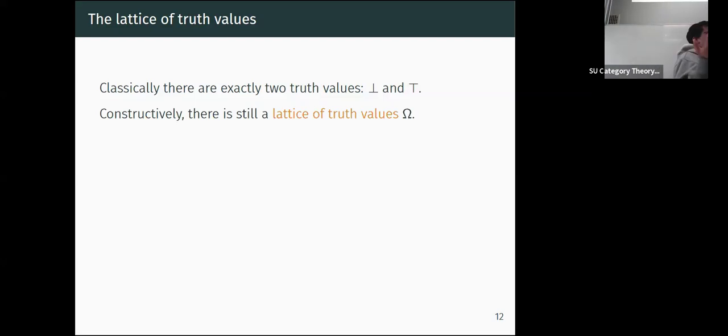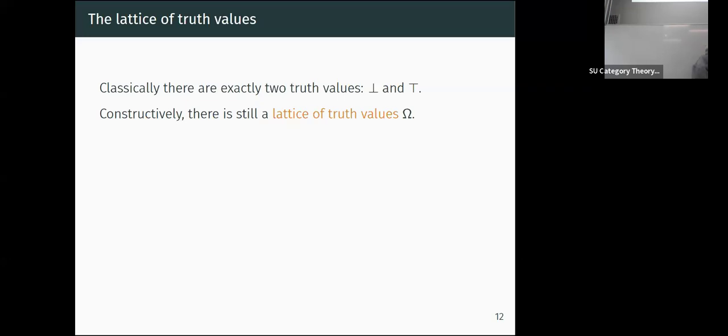There's still a lattice of truth values. We can consider the truth values, and we call this set omega. If you know any topos theory, think about the subobject classifier, but you don't need to know any topos theory to understand this. So why is it a lattice? Well, it's ordered by B is larger than A if A implies B. That's the idea.